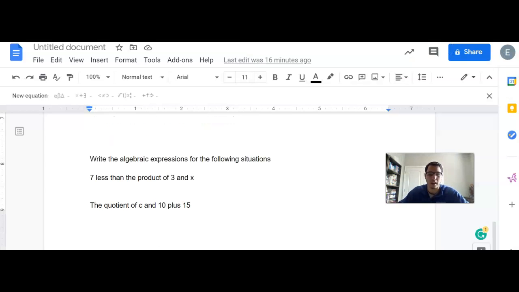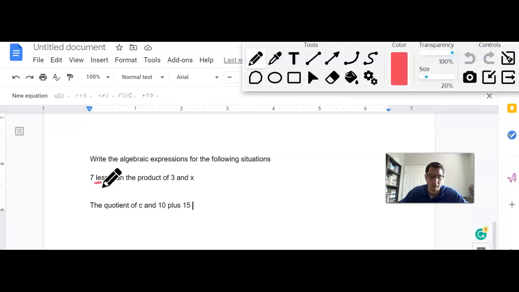All right, the last thing I want to review here is writing an algebraic expression. So we have two situations here. The first one we'll go over together. The second one you will try on your own. We have 7 less than the product of 3 and x. Looking at our key information, our keywords, we have less than and product. These are two different operations, meaning in our algebraic expression, we will have two operations. So two-step. So it says 7 less than the product of 3 and x.